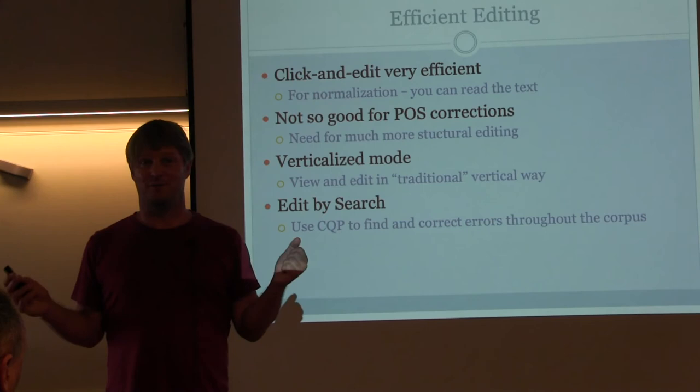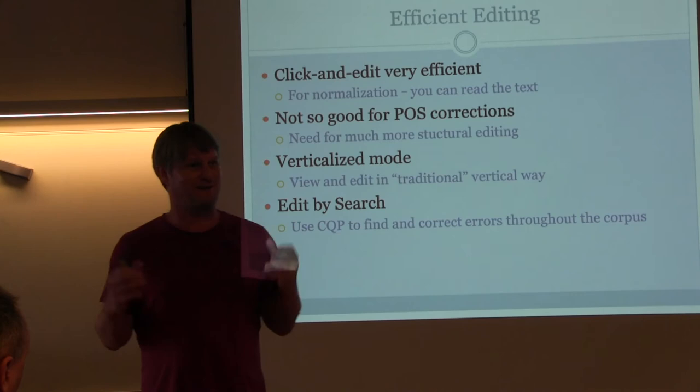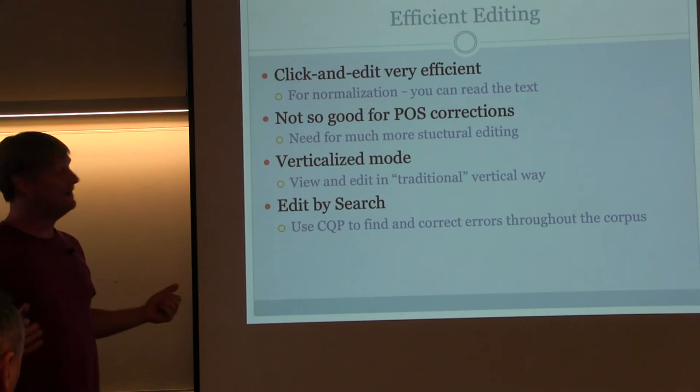So you run across errors that you made, and then you can't just open it and correct the error. You would have to go back to the text file, then run through all the NLP pipelines so that you can finally get to the result again. That's not particularly efficient. And especially not if you're not an NLP person, right?